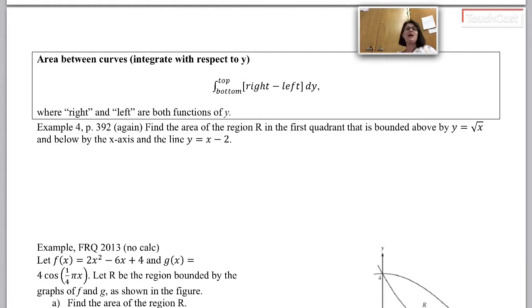But don't forget, you're committed to integrating with respect to y, which means this has to be a dy, which means your right minus left expression has to also be in terms of y. Typically, the functions are given in terms of x, y as a function of x. You'll have to take these equations and solve them to isolate the x to use as an expression in your right minus left inside your integral.